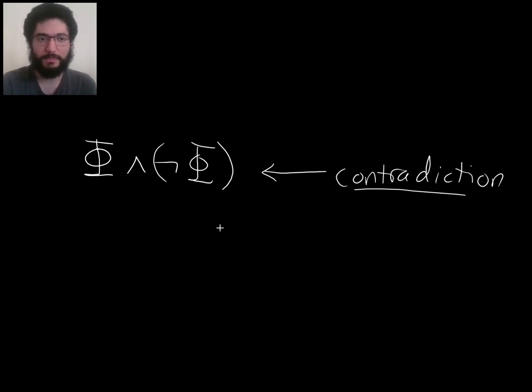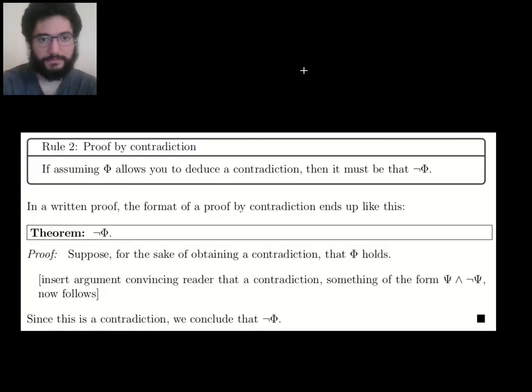These are considered to be so bad that we have a rule of logic that says that anytime some assumption leads you to deducing a contradiction, that assumption cannot be true. So let's make that official. So here's an official rule of logic, rule 2. Proof by contradiction. If assuming phi allows you to deduce a contradiction, then it must be that not phi. So this gives you a way of proving that something is not the case.